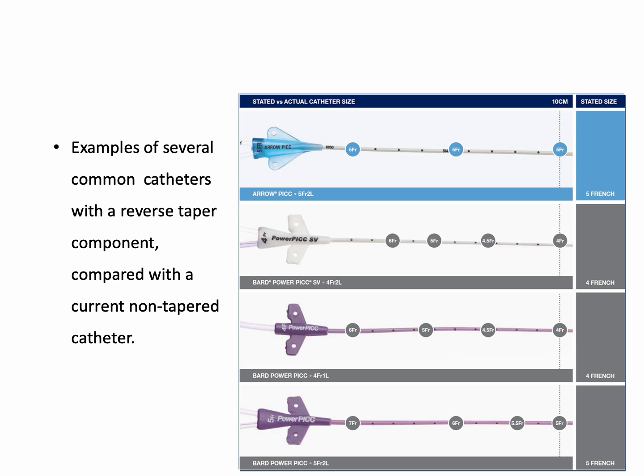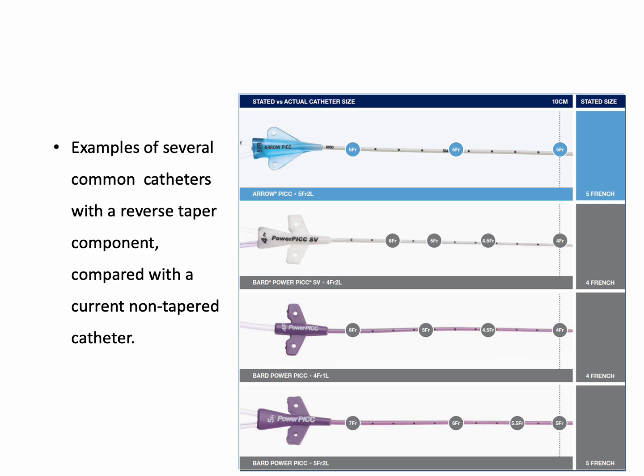This is an example of several commonly used catheters in clinical practice, showing the difference between a non-tapered and reverse taper and the size increase. So the top image shows a non-tapered catheter in 5 French, and as moving down, we can see that there's an increase in catheter size from 4 French to 6 French in the secondary image, and the third and fourth images both increase in 2 French sizes from a 4 French to a 6 French and a 5 French to a 7 French.